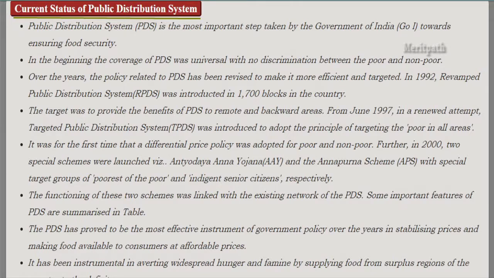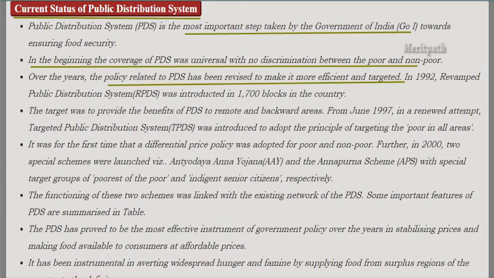So next is the current status of public distribution system. This public distribution system is an important step taken by the government of India towards ensuring the food security. In the beginning, this PDS system was universal without discrimination between the poor and the non-poor people. But over the years, the system of public distribution has been revised and it has become more efficient and targeted.